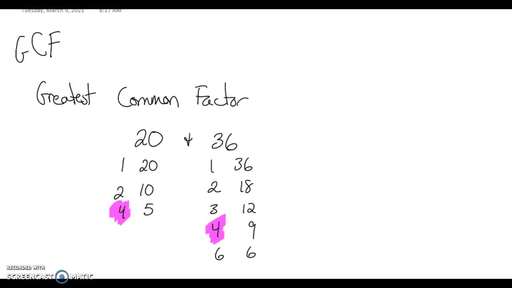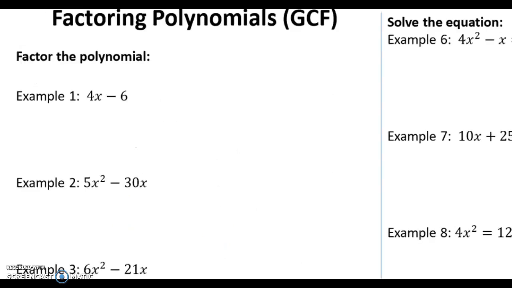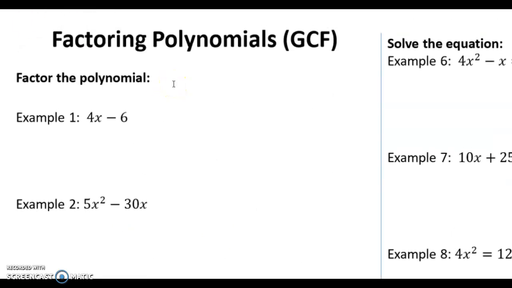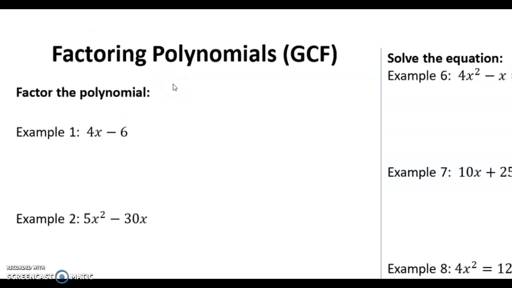Okay, so we're going to use GCFs to factor these polynomials. So this first polynomial, 4x minus 6. You're going to say, what is the greatest common factor between 4x and 6? What goes into both of those is 2. So I'm just going to write down here the GCF is 2. So our answer is going to have a 2 on the outside. I'm factoring it out, which is kind of like dividing. You're undoing the distributive property.